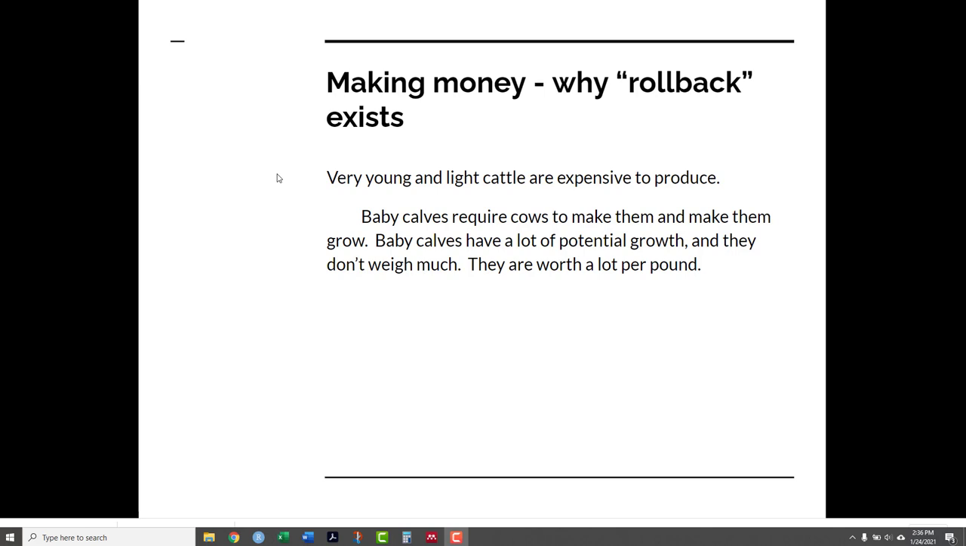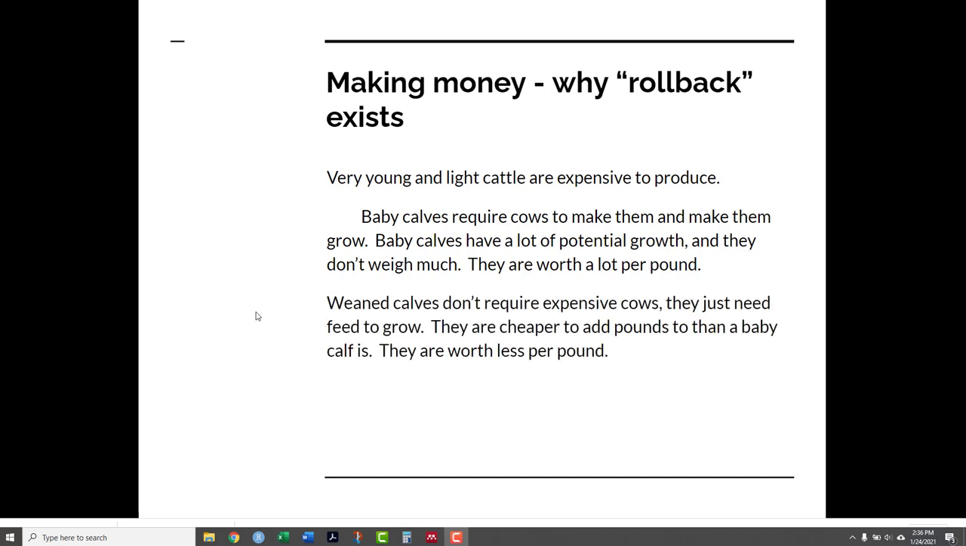So they've got a lot of expense tied up in them, and they don't weigh very much. That makes them worth a lot per pound. They're hard to make, and it's expensive to make them grow because you have to have a cow to take care of them. They don't weigh very much, so they're worth a lot per pound.